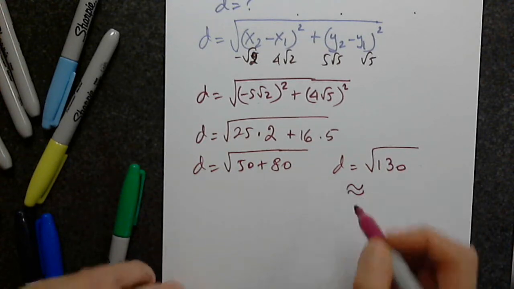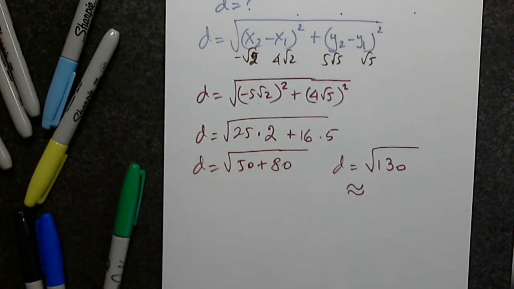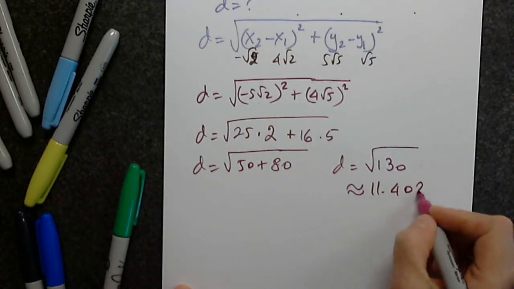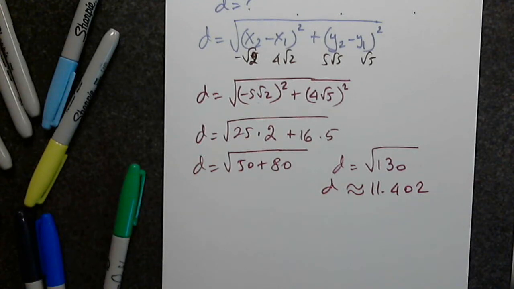But they're also asking us to approximate it. So in order to approximate, I will put it in the graphing calculator, and I will approximate it. So I have the square root of 130. And I get approximately 11.402. I don't know how many digits they want, so 402. Any questions?